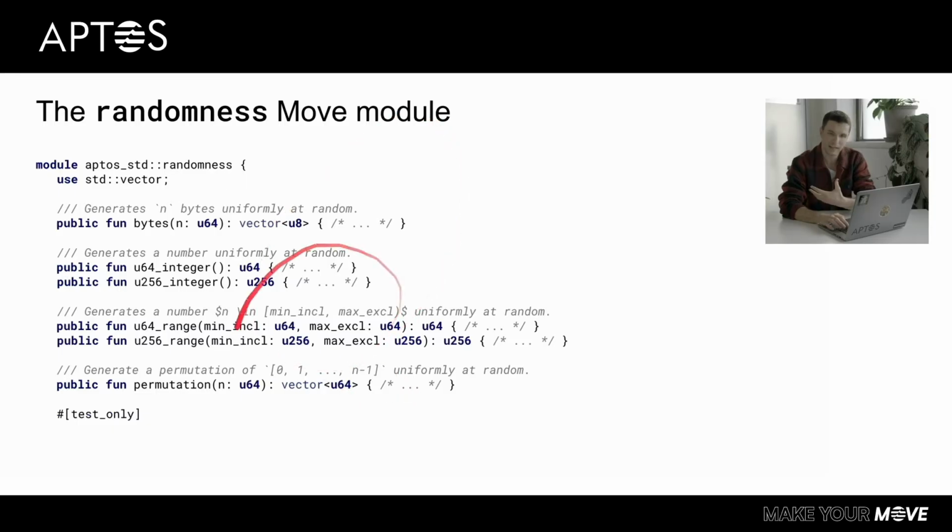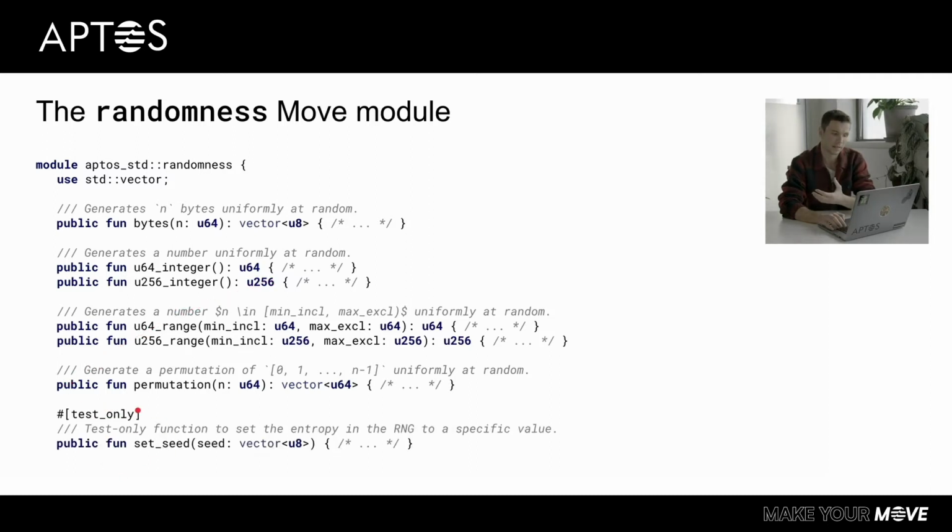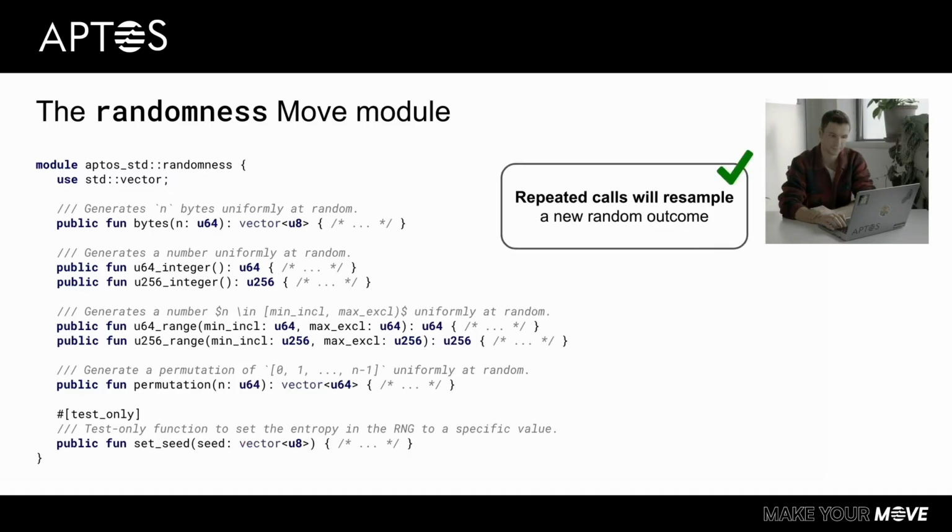And we're thinking of adding other functions as well, but for now, we'll start with a simple subset like this, which will allow you to do pretty much everything you can imagine. And lastly, for your tests, we're going to have a test-only function called setSeed, which will allow you to set the entropy in the random number generator so that you can generate predictable numbers in your test cases.